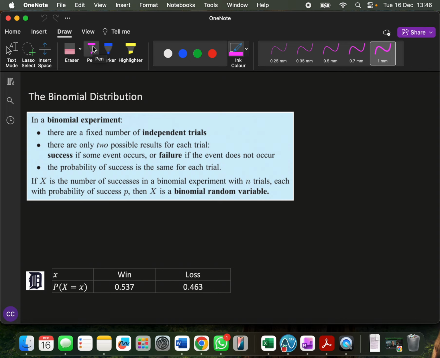So we're going to look at a branch of discrete random variables and probability distributions called the binomial distribution. With the binomial distribution, we have a number of trials, and the number of trials we're always going to call n. In my example, n is going to be 4. And there are only two possible results for each trial: success or failure.